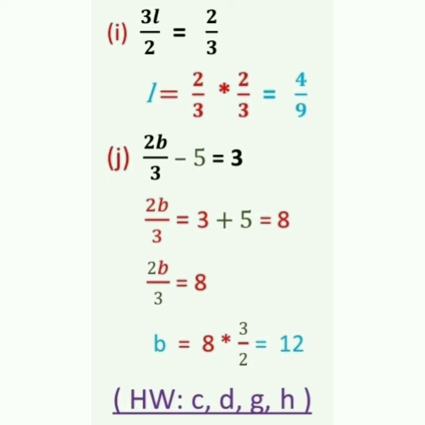Now we have to transfer 2 upon 3 from left to right. Therefore, b is equal to 8 into 3 upon 2. Now 2 from the denominator will cancel the 8 from the numerator and give you 4. And 4 3s are 12. Therefore, b is equal to 12. It's clear, everyone? Now try to solve the C, D, G, H by yourself as homework.